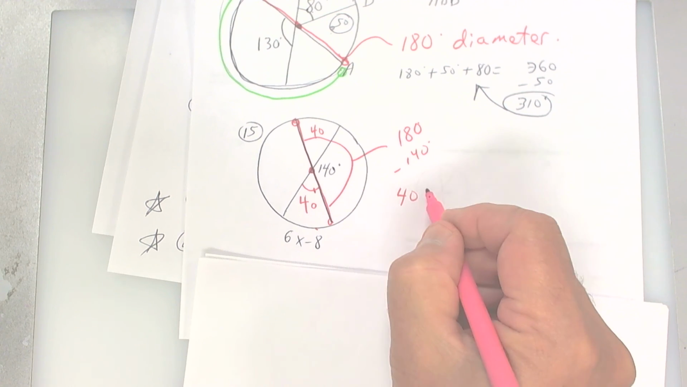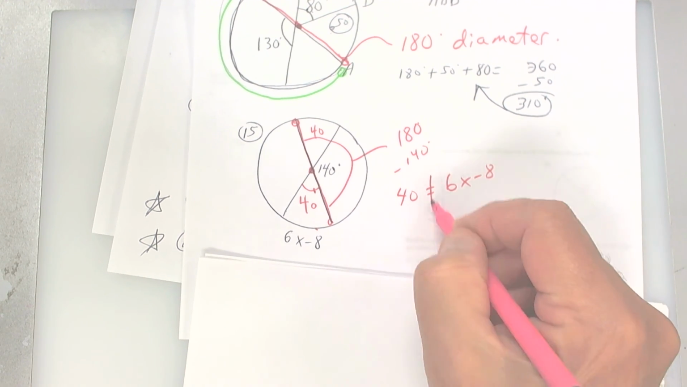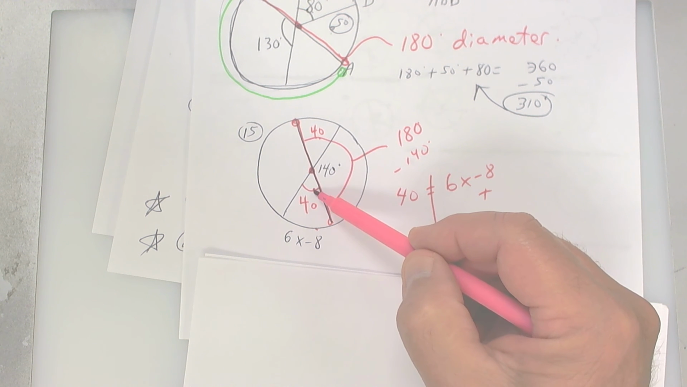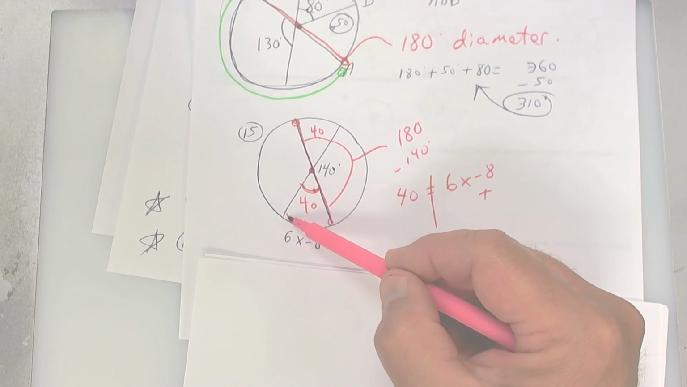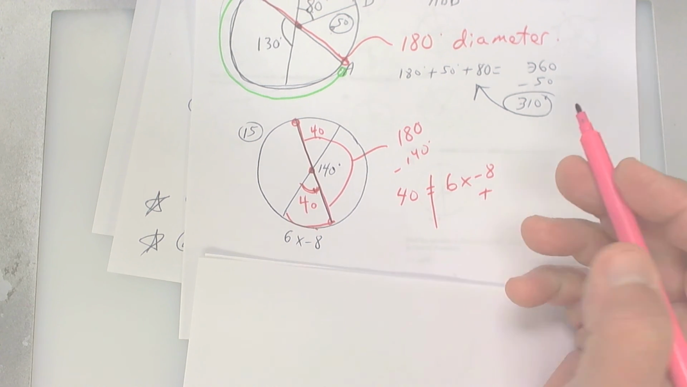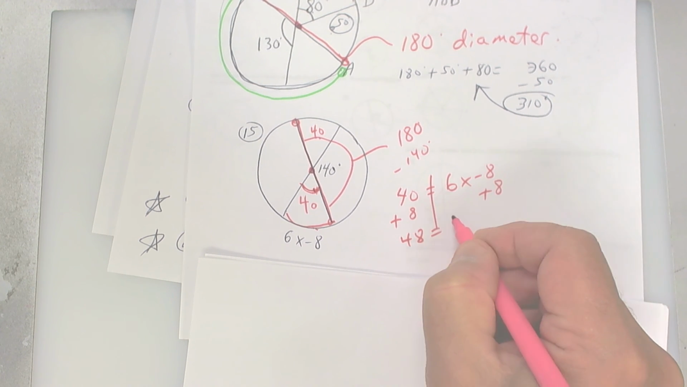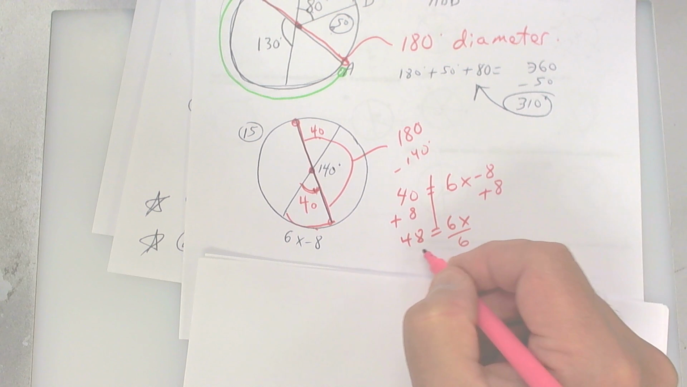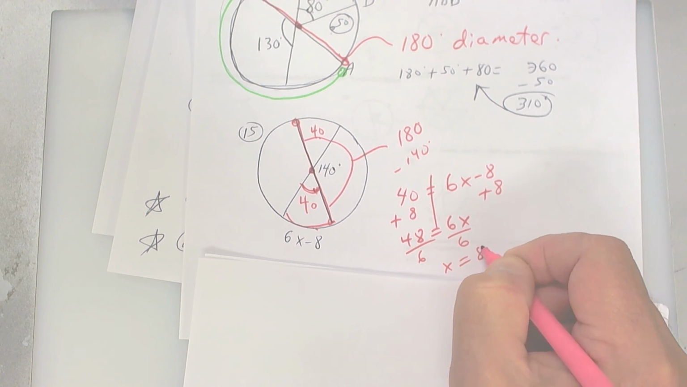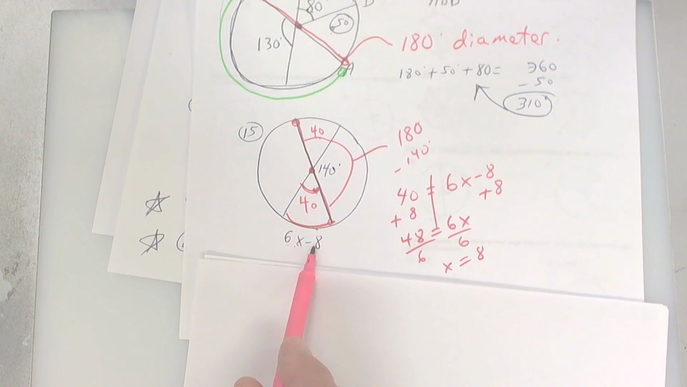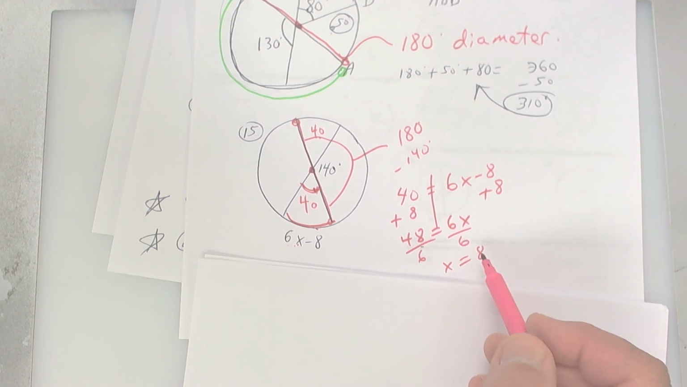So put 40 is equal to 6x minus 8, and then work this out. I'm going to say it again. If it's vertical, you get this one, and then central angle, the angle from here to here is equal to the arc. The angle and the arc are the same. So you would add 8 to both sides and get 48 is equal to 6x, and then you would divide by 6, and you would get x equals 8. Now, if you want to find this arc, you would go ahead and plug it in. 6 times 8 is 48, minus 8 gives you 40. Okay, there it is. There's x.